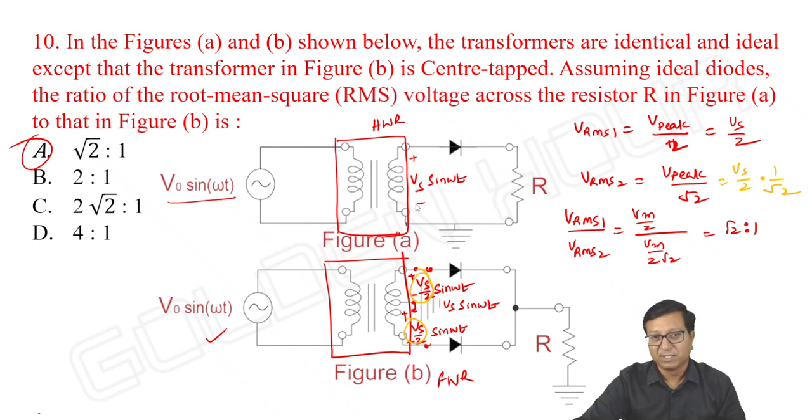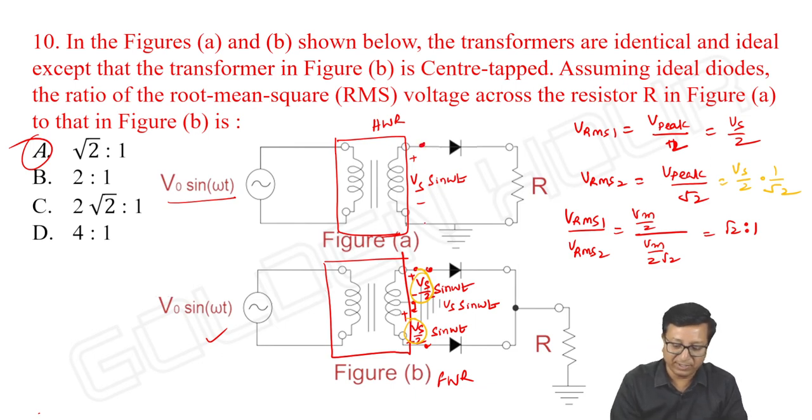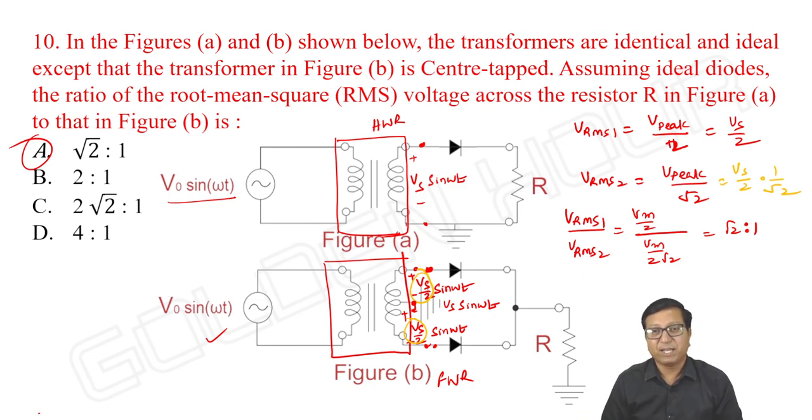Transformer is not changing. So primary voltage and secondary voltage across the secondary winding, they also do not change. The only thing is in figure B, we are using center tap, and hence the total voltage is splitting into two halves. And based on the voltage across one end of the secondary winding to center tap, we take RMS value as Vm by 2 instead of Vm by 2. That's the only difference. Based on that, the ratio will come.